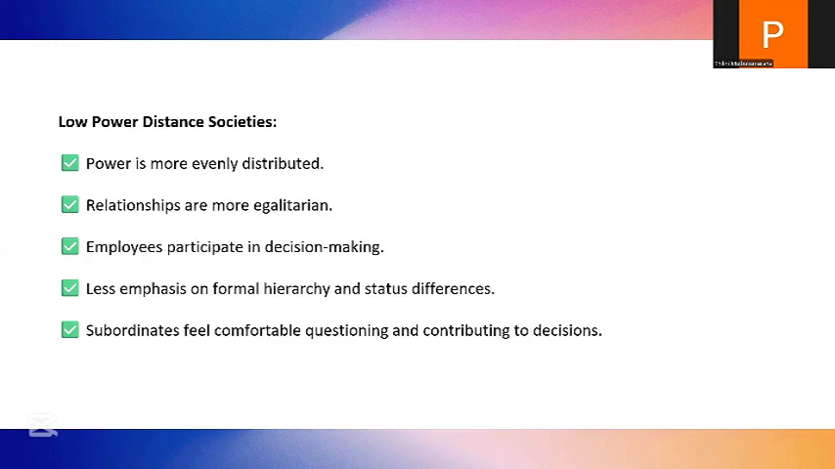And when we consider low power distance societies, it's evenly distributed, right? So the relationships are more egalitarian. Egalitarian means social equality. They always go for social equality and always get the employees to participate in decision making, and they do not much care about the formal hierarchy or the status differences.